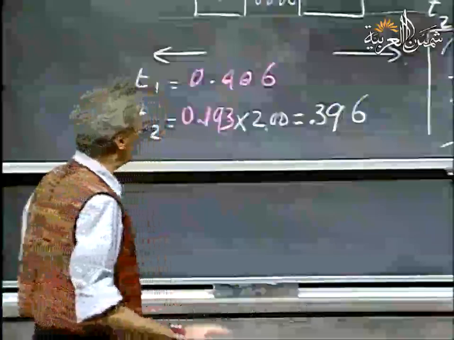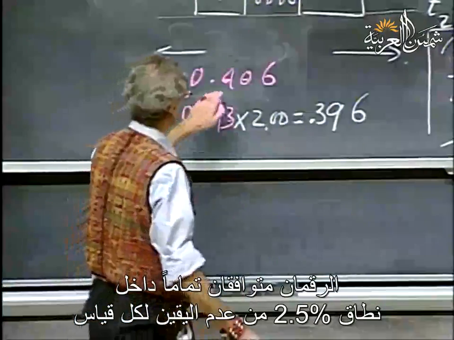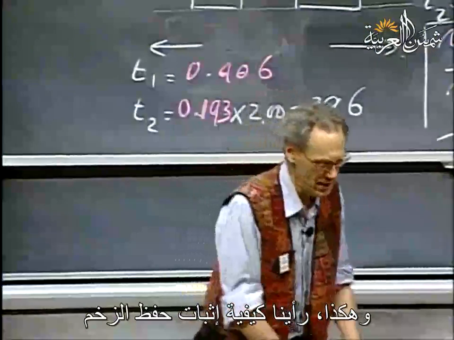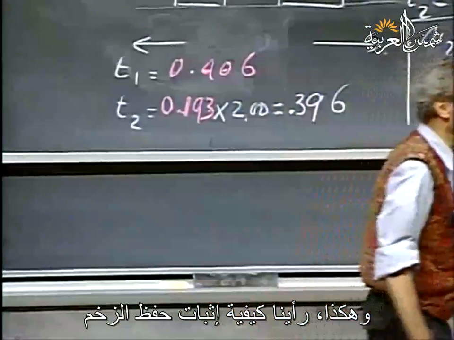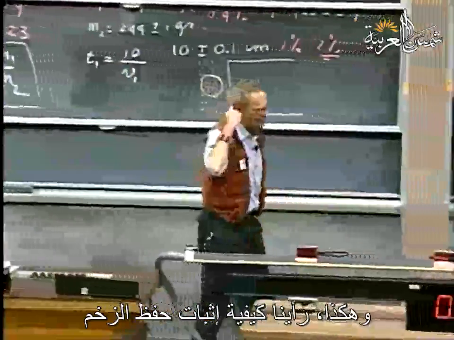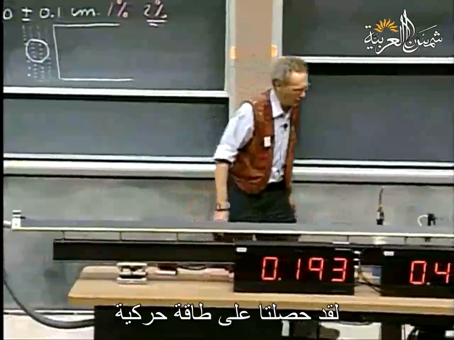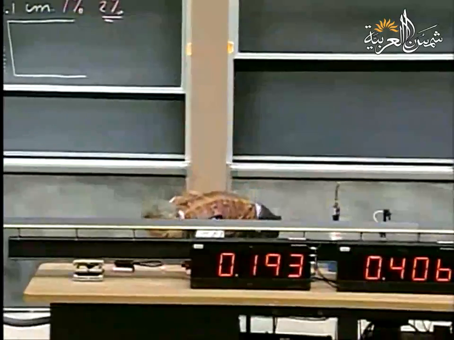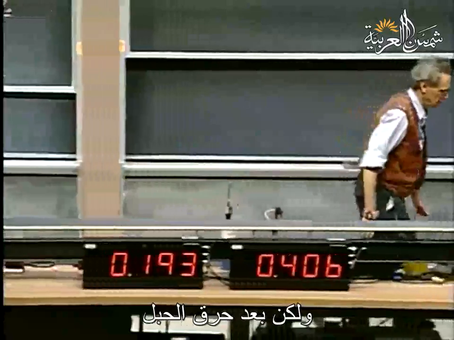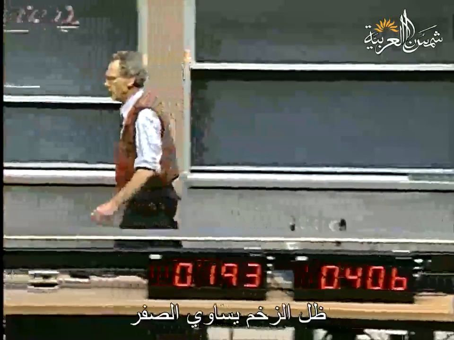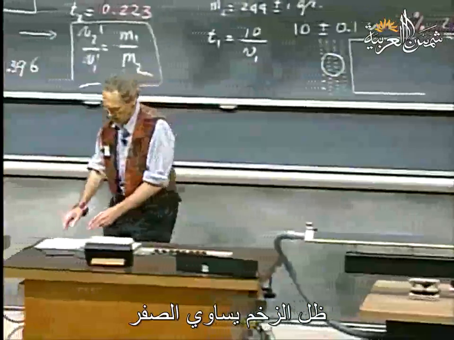Close enough. The two are in excellent agreement within the 2.5% uncertainty in each measurement. So you see, that's exactly how you can demonstrate the conservation of momentum. They picked up kinetic energy, but after the wire was burned, the momentum remained zero.